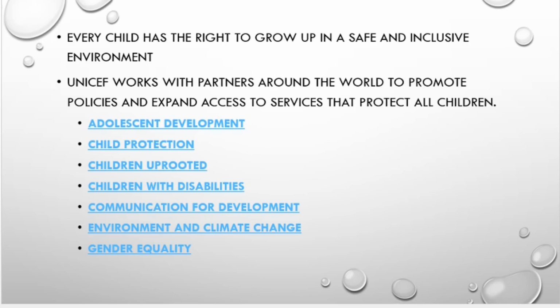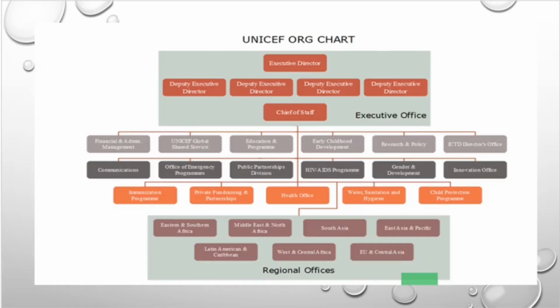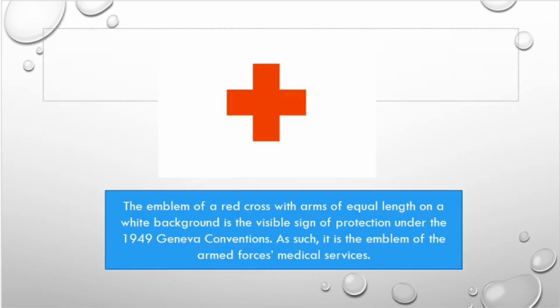So the UNICEF headquarters is in New York, WHO is in Geneva. UNICEF also has a different organizational structure compared to the WHO, its own unique organizational structure, but it is part and parcel of the United Nations. So this is the mission statement of the UNICEF. It advocates for the protection of children's rights to help meet their basic needs and expand their opportunities to reach their full potential. So this is a bit complicated, so it's okay if you don't remember.